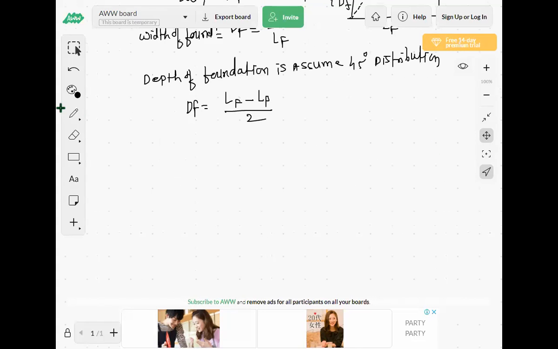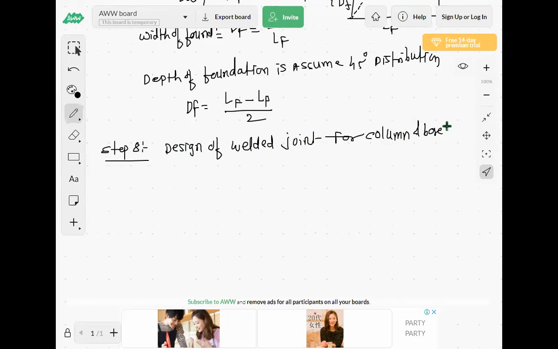Okay, and now the last step, step number 8. Step number 8 is design of welded joint for column and base plate. So generally for column and base plate we are designing the welded joint.